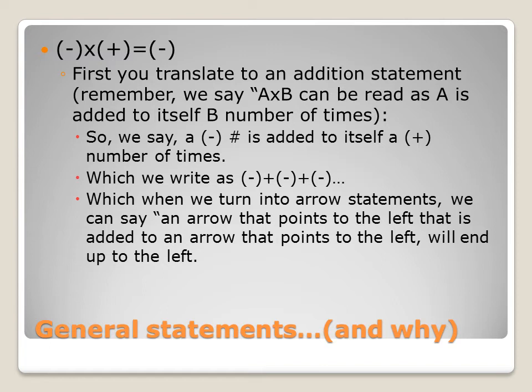So again, to prove that a negative times a positive equals a negative, you first translate it to an addition statement. So we end up saying a negative number, that's my A, is added to itself a positive number of times, which is my B. And I can show that that has to be negative by writing out negative plus negative plus negative dot dot dot, which when we turn into arrow statements, we can read as an arrow that points to the left is added to an arrow that points to the left, and so on and so forth, and you will end up to the left of where you started.